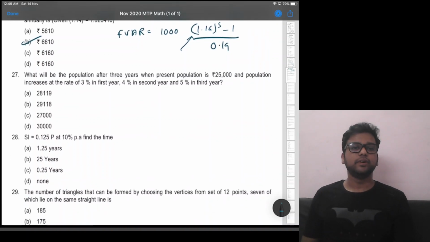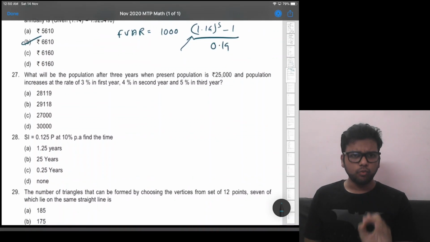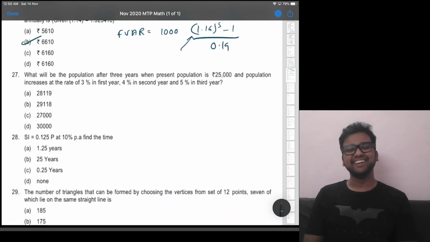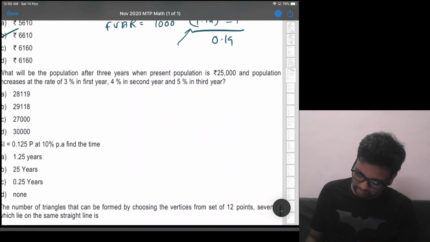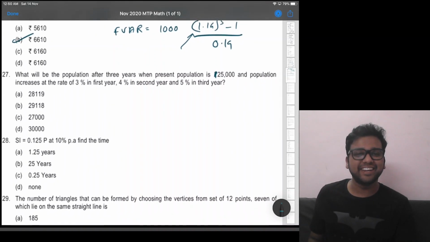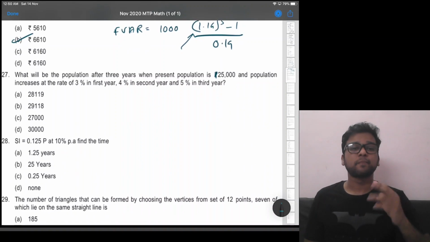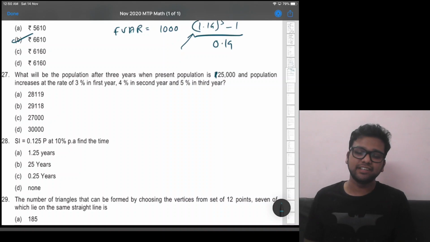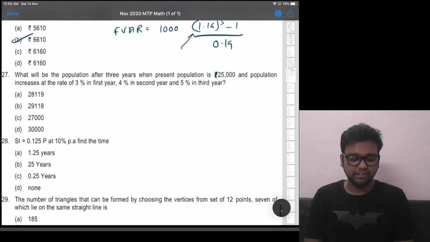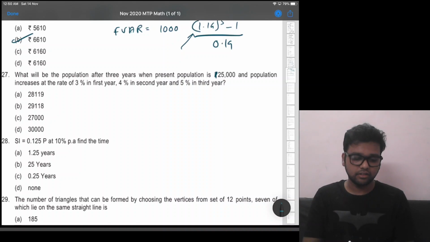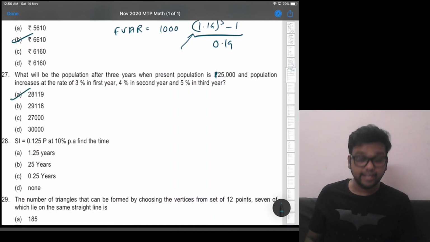Next. 27. What will be population after 3 years when present population is rupees? Okay. They have given rupees 25,000. So that is not rupees, right? Population is 25,000 and population increases at the rate of 3% in first year, 4% in second year, 5% in third year. Again directly on calculator. 25,000 beginning plus 3% for first year plus 4% for second year plus 5% for third year. 28,119. Option A is the correct answer.